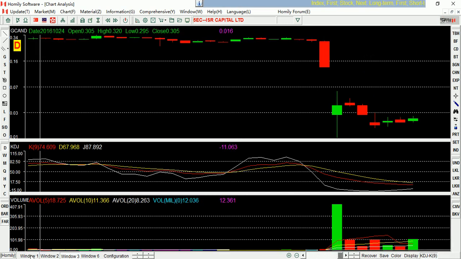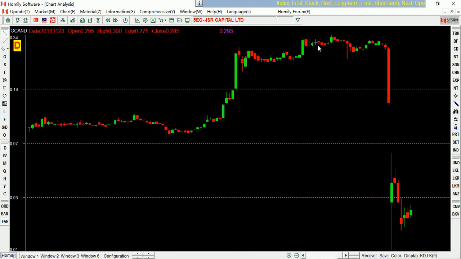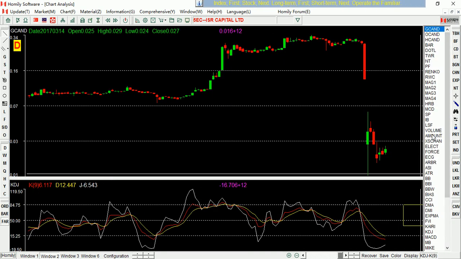We can see the candlestick and the volume. So we can see this is the candlestick. Today the volume is high. So let's combine with the volume first.